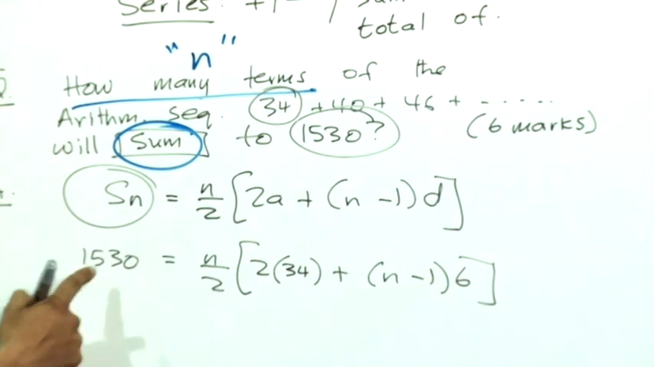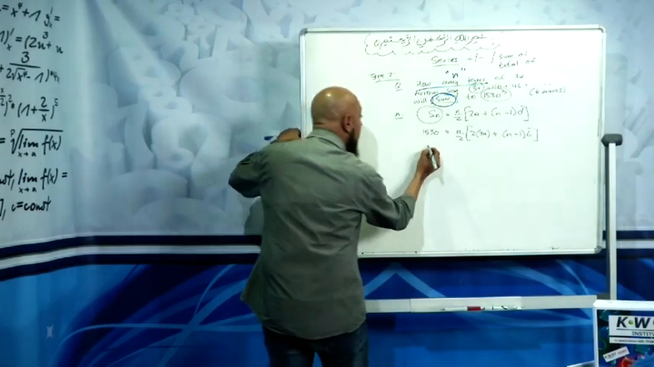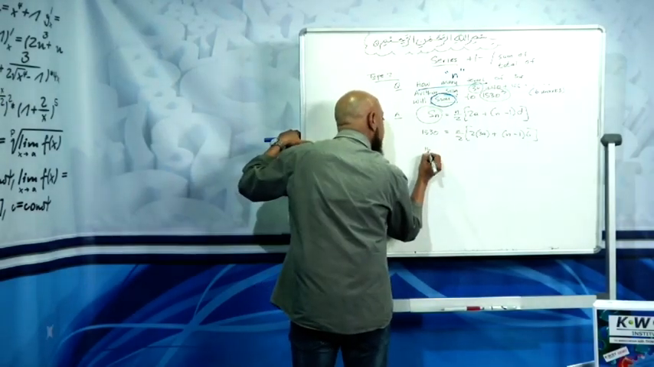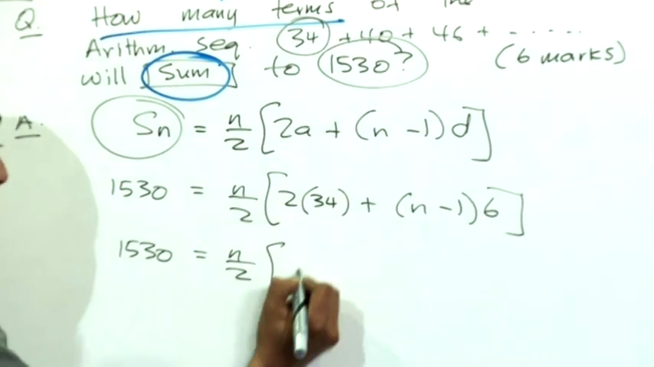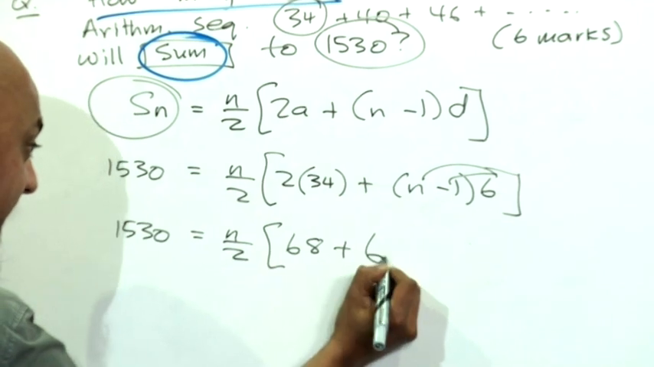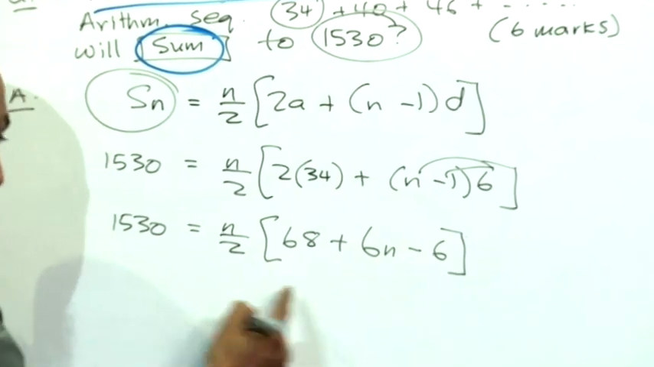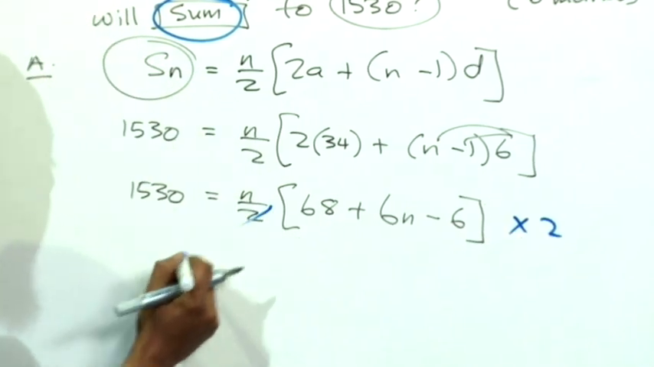Okay, now we need to expand and we need to solve for n. So let's go. 1530 is equal to n over 2 times (2 times 34 is 68 plus 6 times n, 6n minus 6). Let's multiply this side by 2 to get rid of that 2.